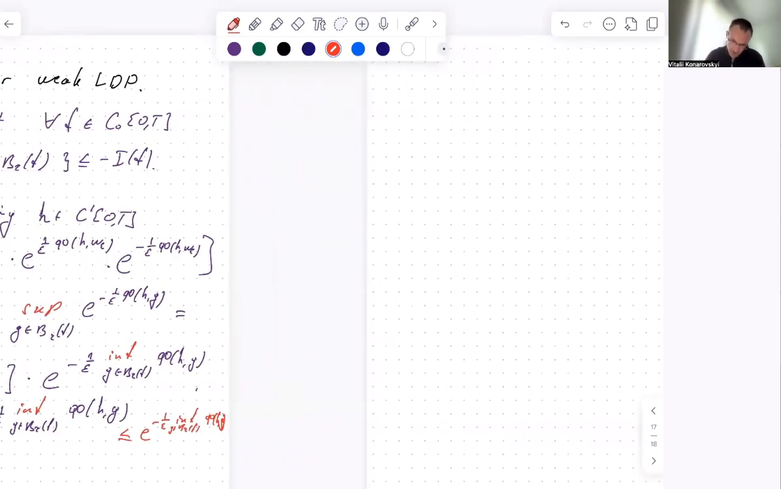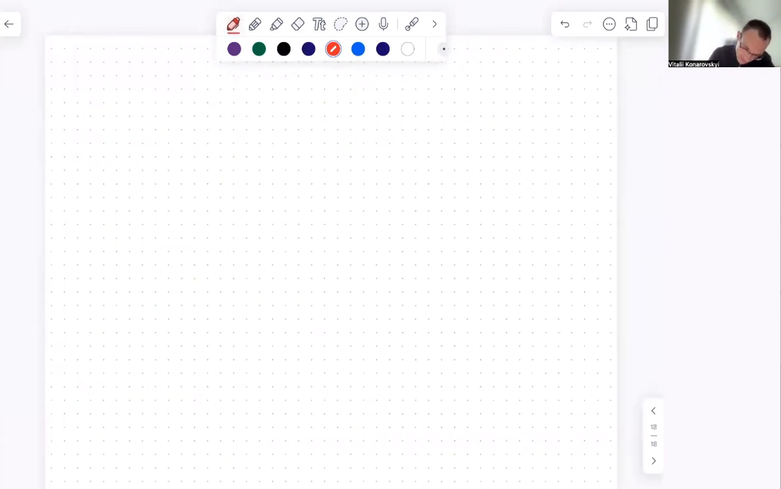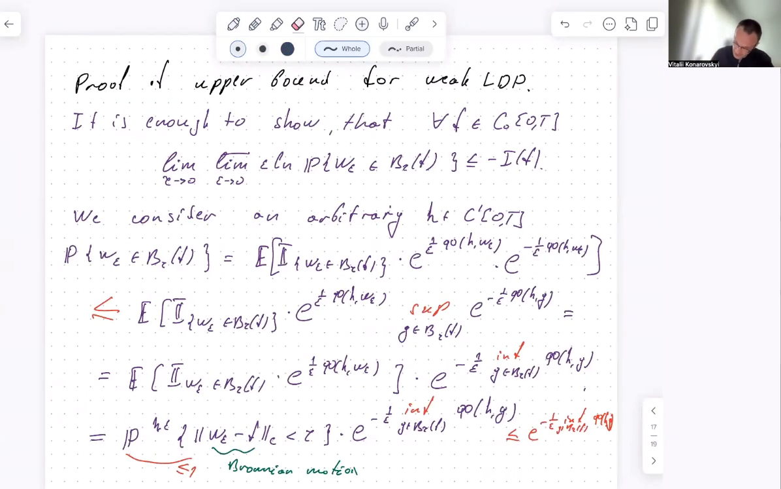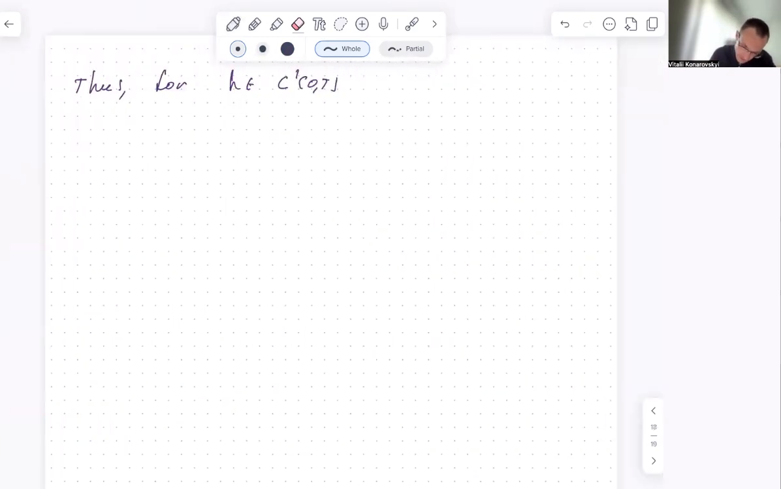Okay, and then for that function h, then thus for h that belongs to C0t1 and starts from 0, we have... no, we don't assume that that function starts from 0. Before it was h, it was a derivative, but now it is any continuously differentiable function.